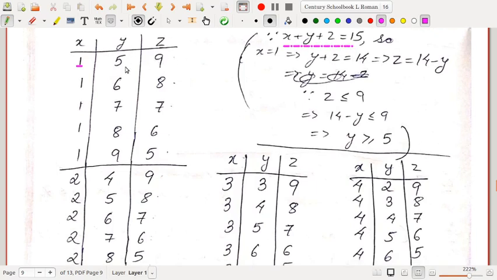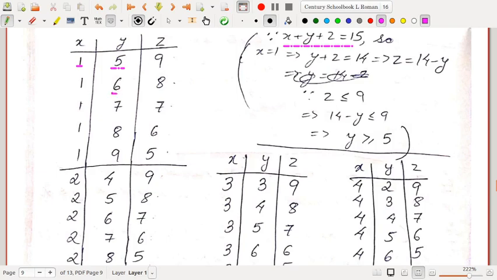So if x plus y is 2 and x plus y plus z is 15, then the value of z will be 13. But 13 cannot be a digit, so it's not possible. If x is 1, y cannot be 2. Similarly, y cannot be 3, y cannot be 4, y can be 5. Because x is 1, y is 5, x plus y is 6, so z will be 9. So 159 is possible.